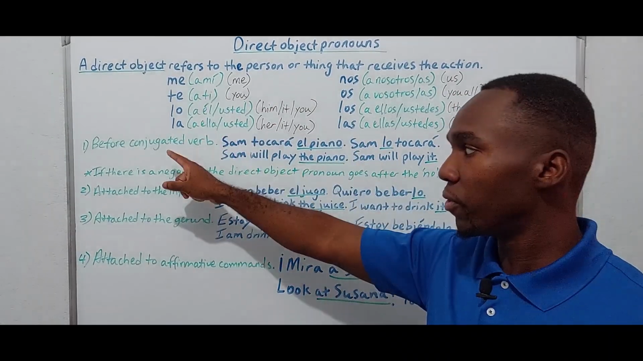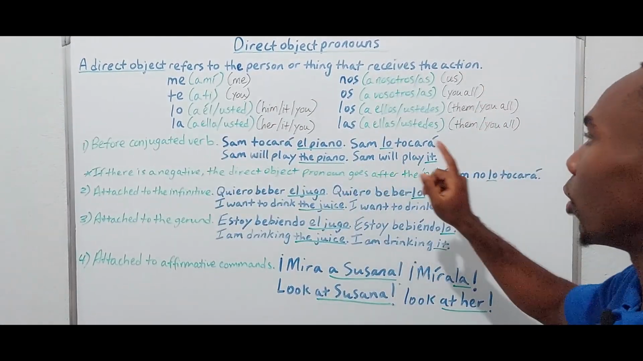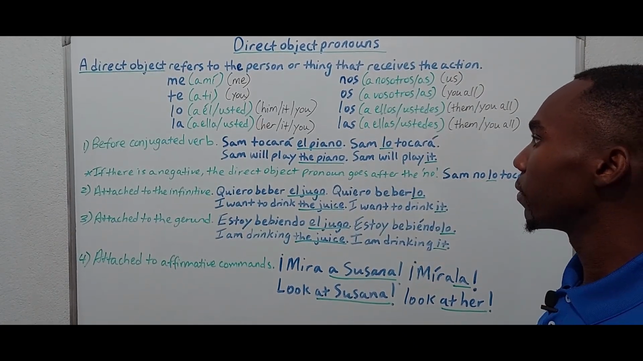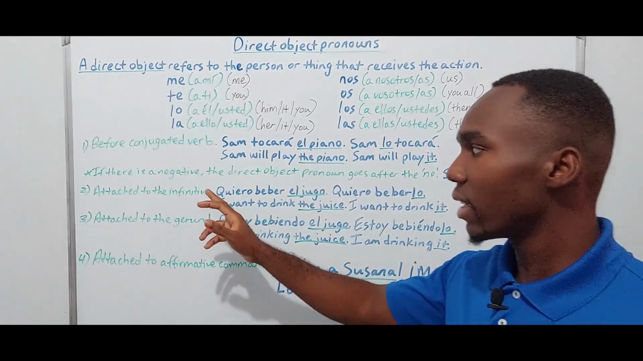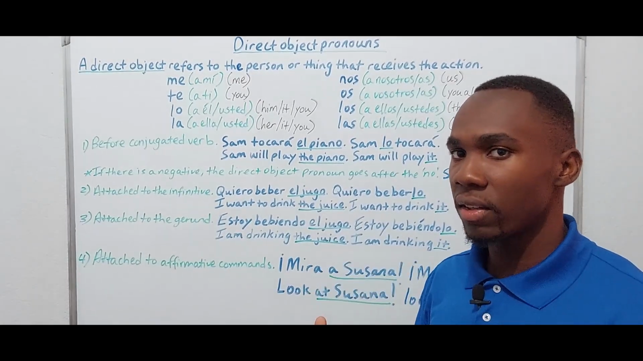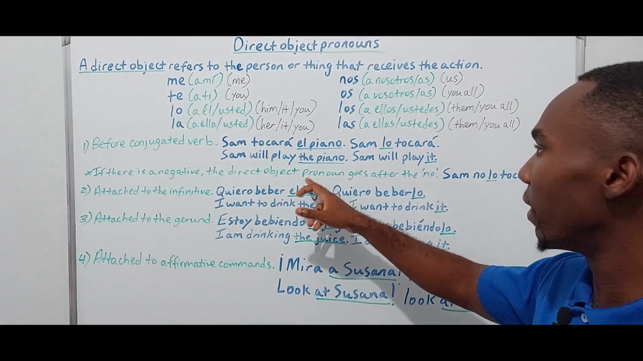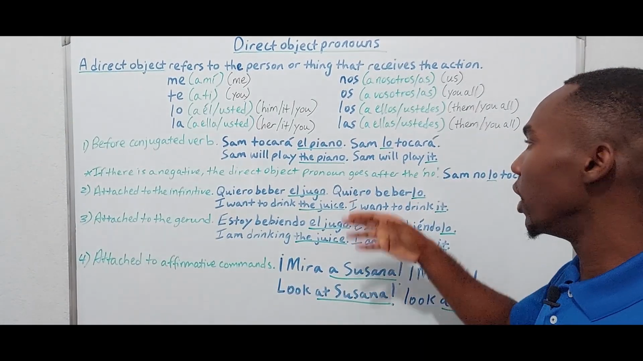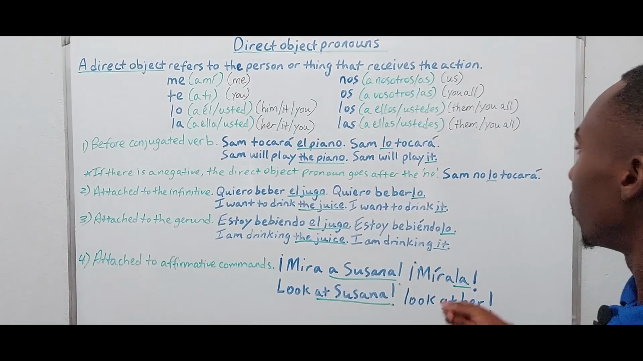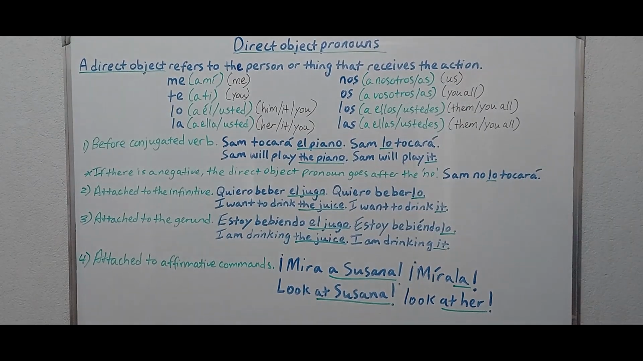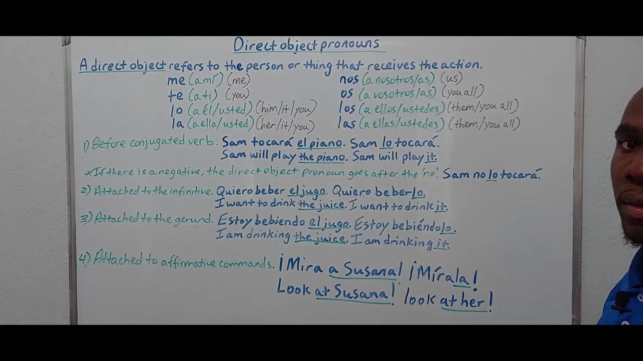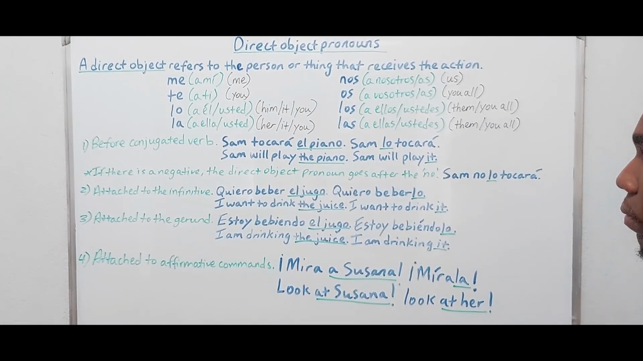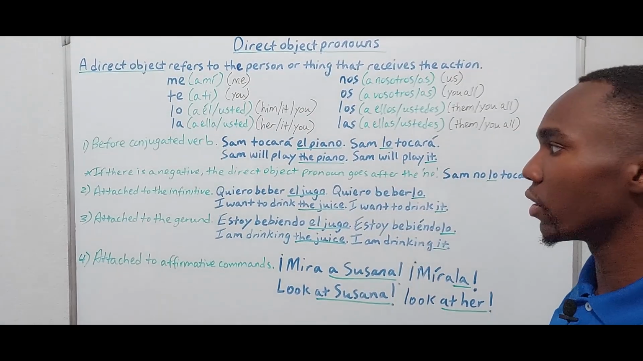So it goes before the conjugated verb. So Sam lo tocará. Sam will play it. And if we want to make this negative, the direct object pronoun would still go before the conjugated verb, but the no would go before it, right? So Sam no lo tocará. Sam will not play it, right? So that's just if we want to make it negative. So that's the first place it can occur.